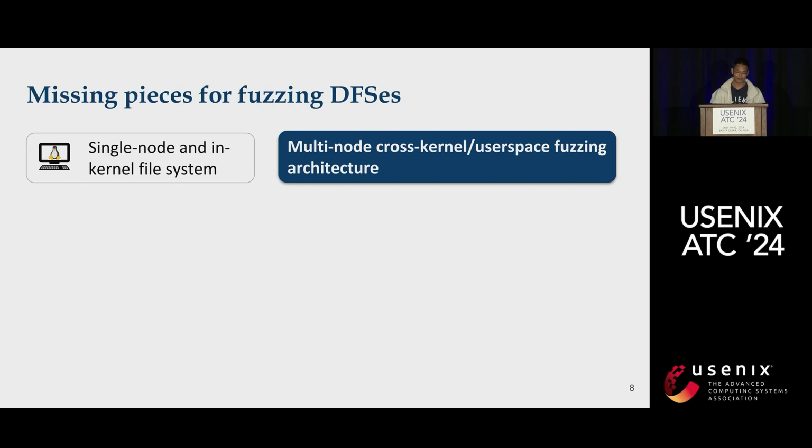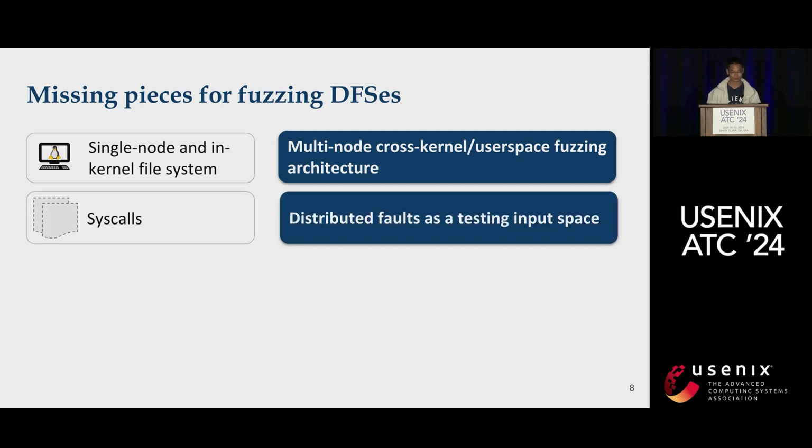Firstly, local file system fuzzers are limited to testing single node and in-kernel file systems. However, distributed file systems consist of multiple components that run across multiple nodes and across kernel and user space. This makes local file system fuzzers inapplicable to distributed file systems. In this case, we need a multiple node and cross-kernel-user-space fuzzing architecture for distributed file systems.